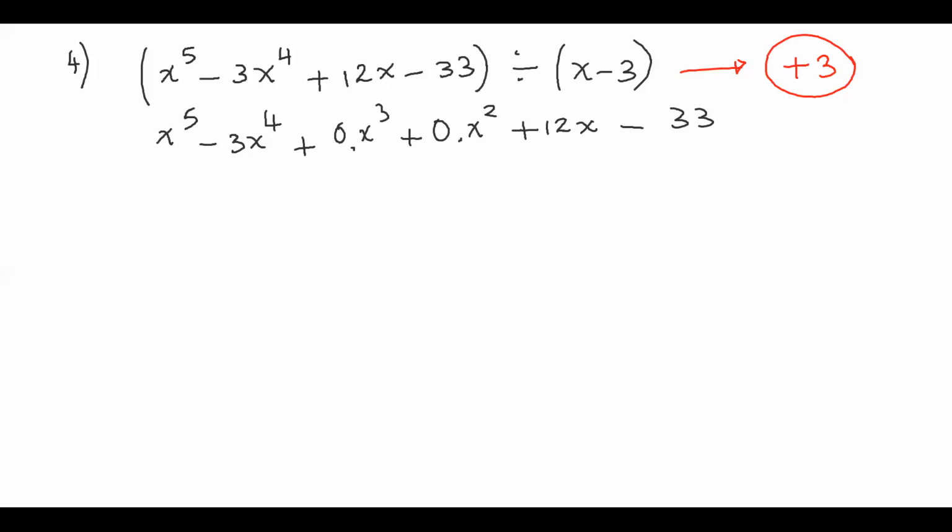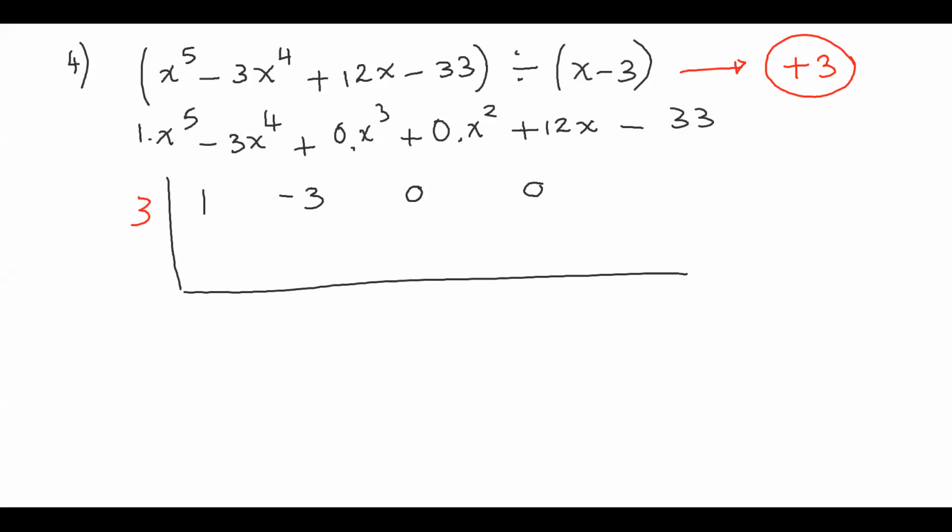So you put the 3 outside, and then write all the coefficients inside the box. The first one, there is no coefficient, so it's going to be 1. So I put 1, -3, 0, 0, 12, and -33. Step number 1, bring this one down here, 1. Then we multiply 1 times 3, which is 3, and it goes down here. -3 plus 3 is going to be 0.